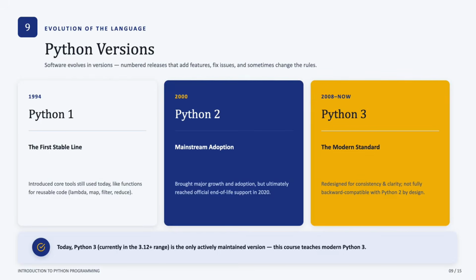Reason 7, industry demand. Companies around the world actively hire Python developers. Startups use Python. Large corporations use Python. Universities teach Python. Research labs use Python. Government organizations use Python. This creates a positive cycle. More companies use Python. More students learn Python. More developers build Python libraries, which attracts even more companies. That's one of the reasons Python has remained among the world's most popular programming languages for years.